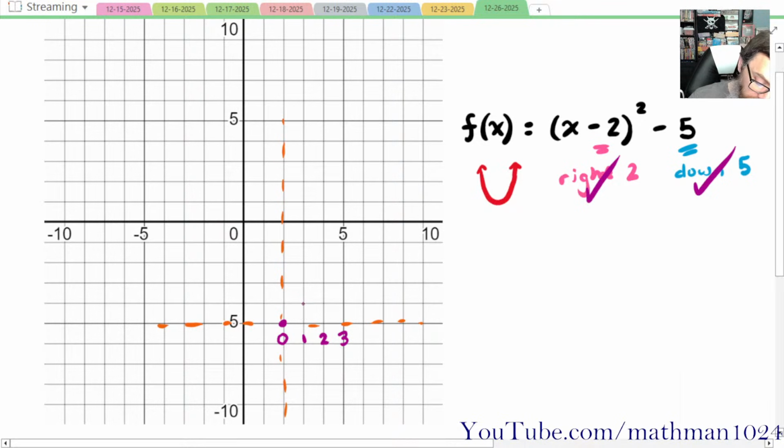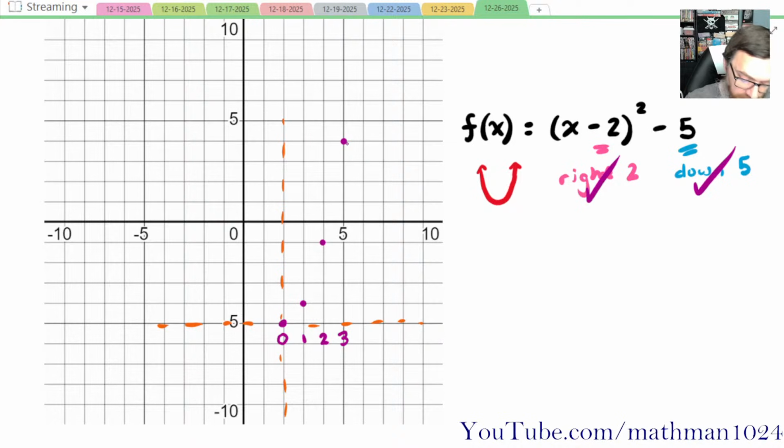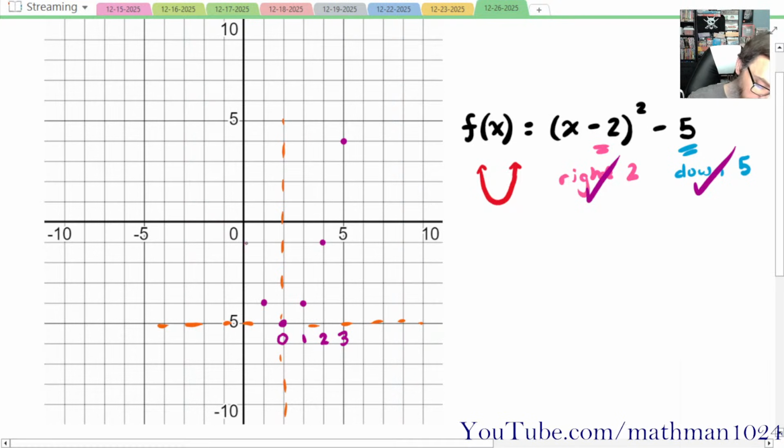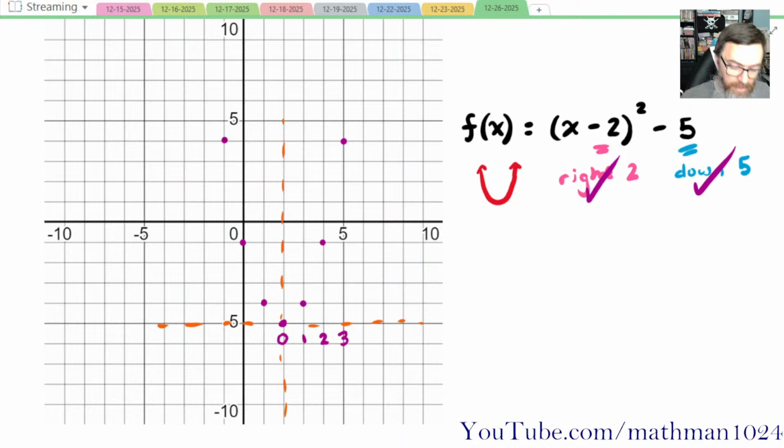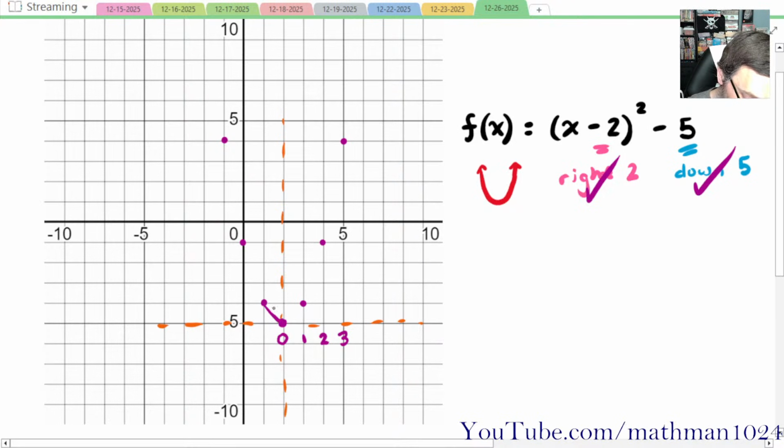So 1 squared is up 1 from that new horizontal. 2 squared is going to be up 4 units. 3 squared is going to be up 9 units, like that. And because we know that we have symmetry with a parabola, with a quadratic function, we can copy these points on the other side, just like that. And then the rest of this is a matter of connecting the dots to form a nice parabolic shape. So it's going to look something kind of like this.